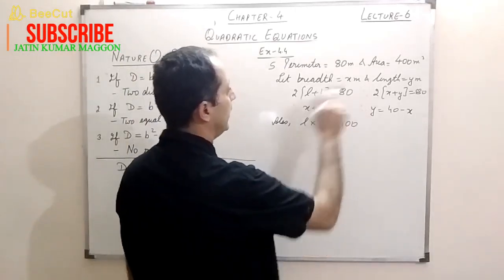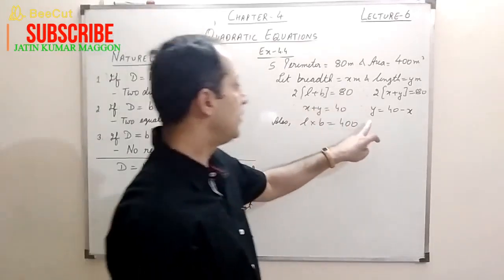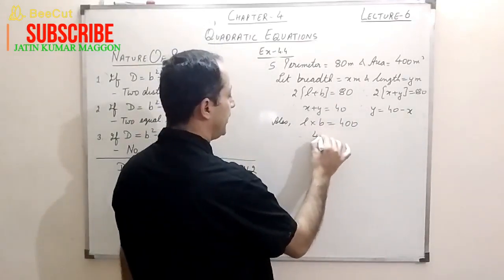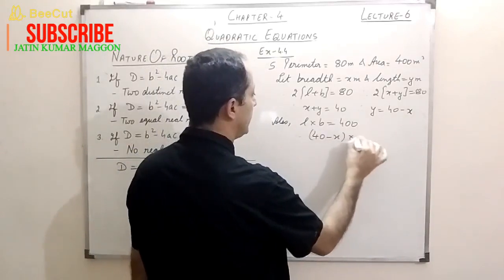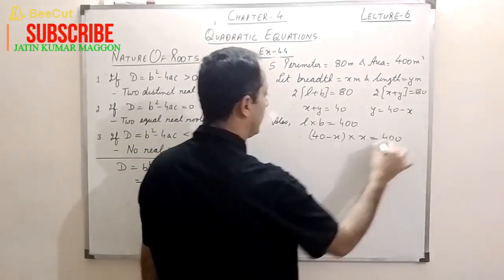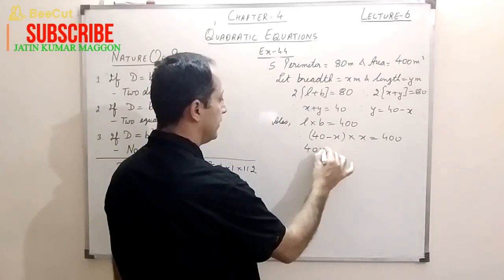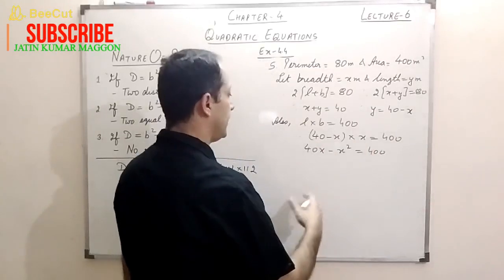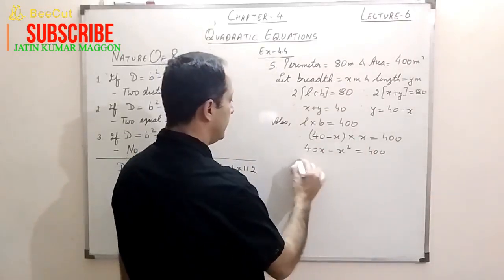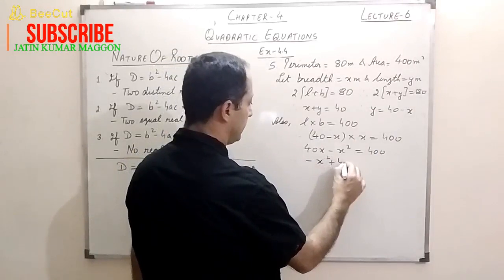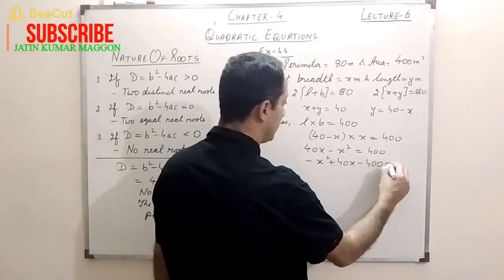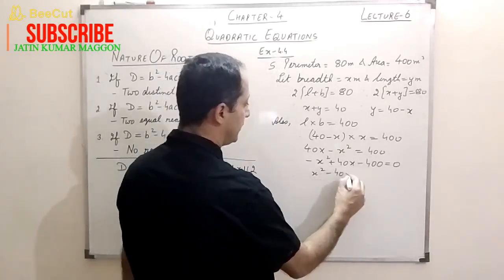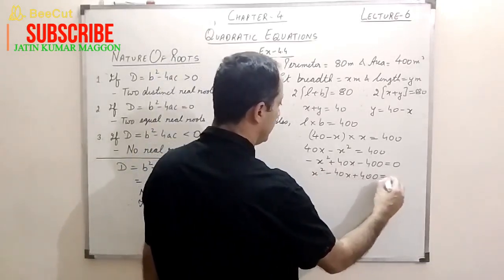Now area is given, area is 400 meter square, so L into B is 400. Now L is y and breadth is x. So the value of the length is 40 minus x. Therefore (40 minus x) into x equals 400. We multiply it out: 40x minus x square equals 400. Shift this 400 to this side and write it in the standard form. Therefore minus x square plus 40x minus 400 equals 0. Changing the signs, x square minus 40x plus 400 equals 0.